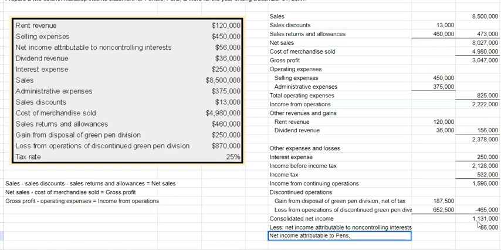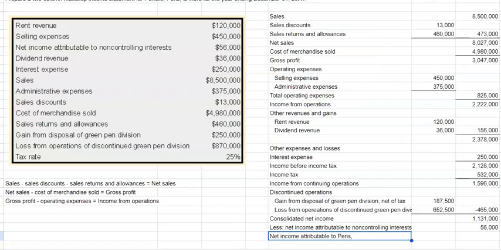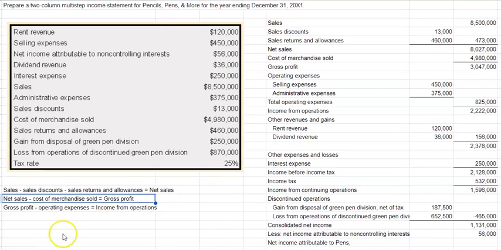What was it? Pencils, Pens, and More? Can't remember. Pencils, Pens, and More. And actually, it should be up here. Yeah, there it is. Pencils, Pens, and More.